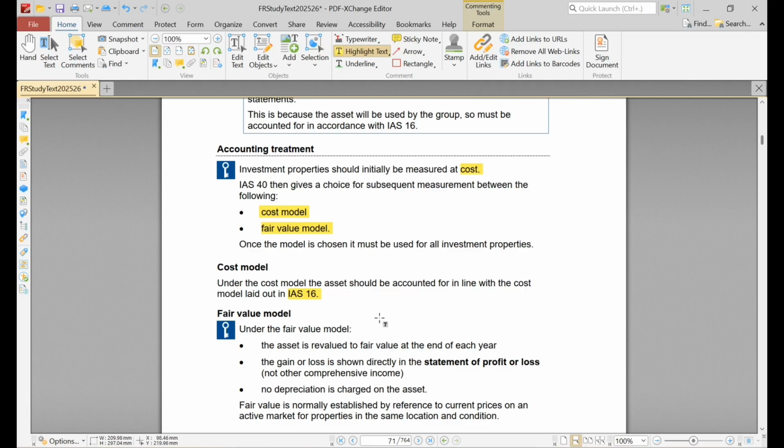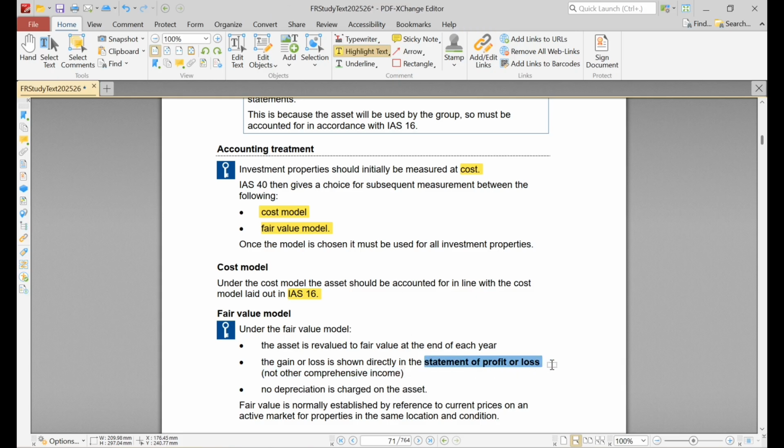So in the fair value model, you will value the property every year, at the end of every year, to fair value. Whatever the gain or the loss, that would be recorded in SOPL, not OCI. Remember that in IAS 16, property, plant, and equipment, the revaluation gain or loss was recorded in OCI. But in case of investment property, that would be recorded in SOPL. So this is one difference.